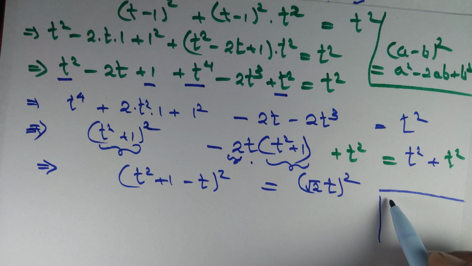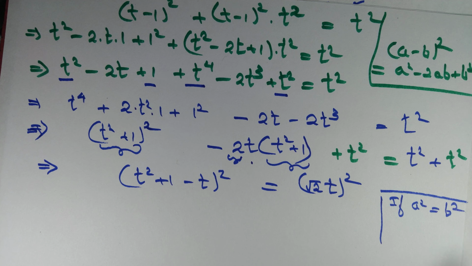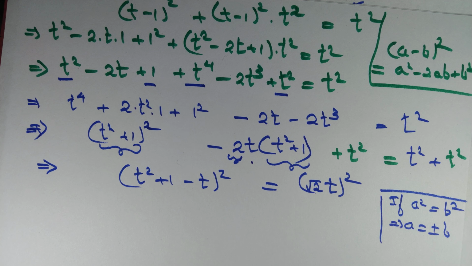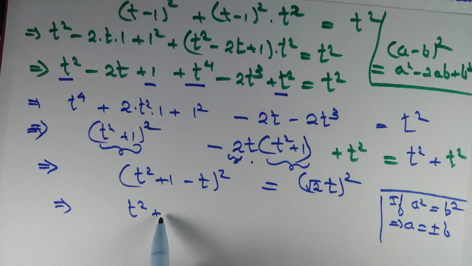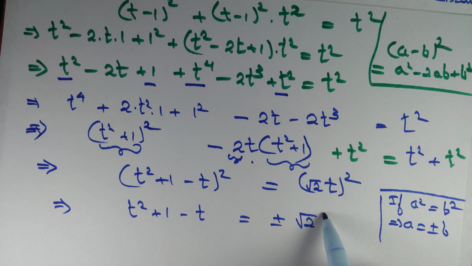Now, we know that if a square equal to b square, then we can safely say that a must be equal to plus or minus b. Now we have the same thing here, a square equal to b square. So we can conclude that t square plus 1 minus t equal to plus minus root 2 times t.